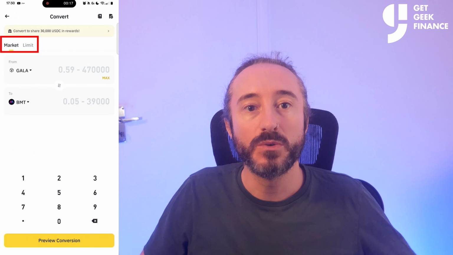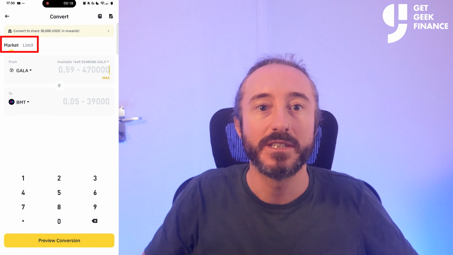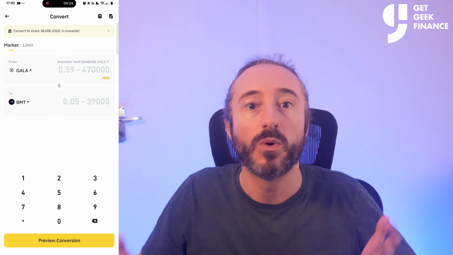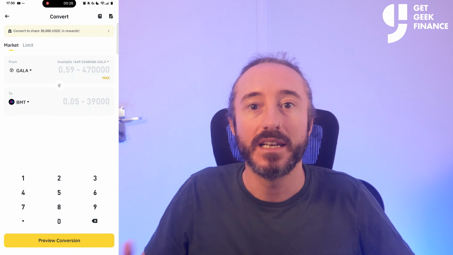At the top, we have two options, a market order and a limit order. A market order sells the crypto at the current market price, or alternatively, you can create a limit order where you can sell your crypto at a desired price if it is reached. I'm going to cover both, but I will start with a market order.